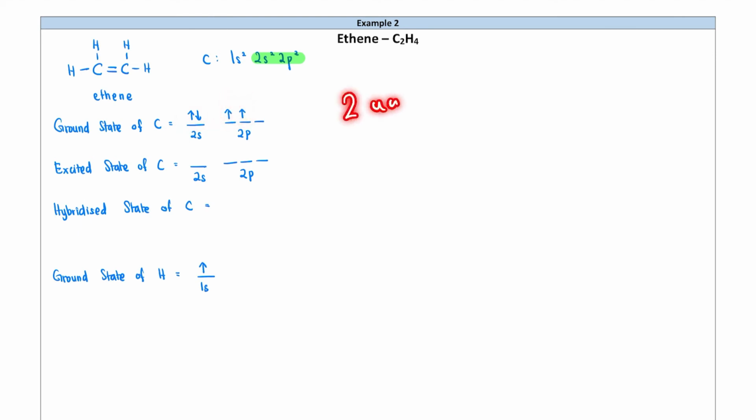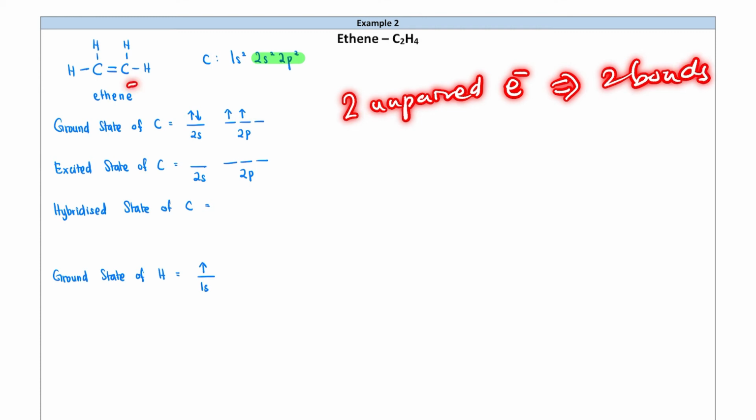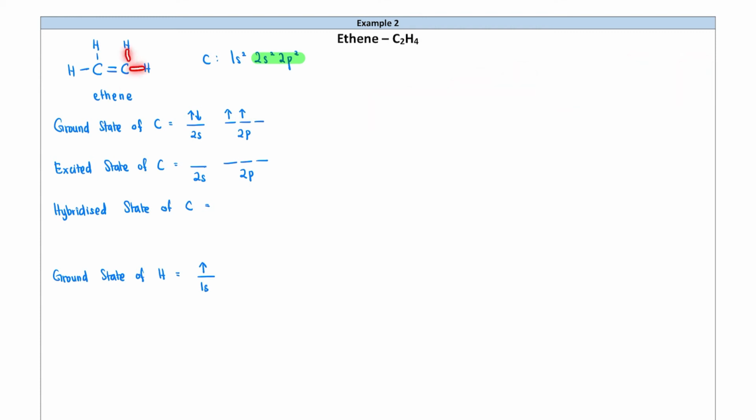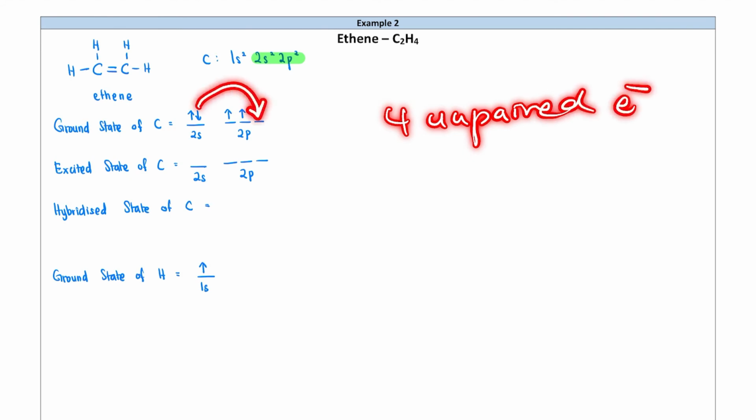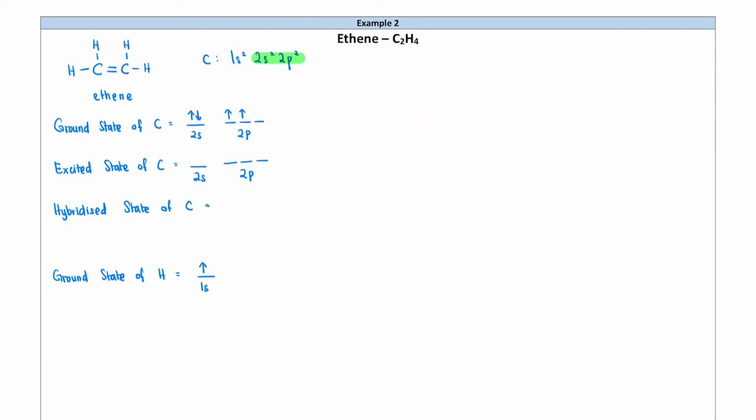Okay, so macam biasa saya cakap, 2 unpaired electron, that means we can only form 2 bonds. But when we look at our carbon, carbon kita actually ada 1, 2, 3, 4 bond. That means kita perlukan 4 unpaired electron. So kalau kita nak 4 unpaired electron, this electron dekat 2s2 mesti di-excite kepada empty 2p orbital. So kita pun excite lah pergi empty 2p orbital, and then kita akan dapat 4 unpaired electron macam ni. Alright, so 4 unpaired electron, that means carbon dah boleh form 4 bond.